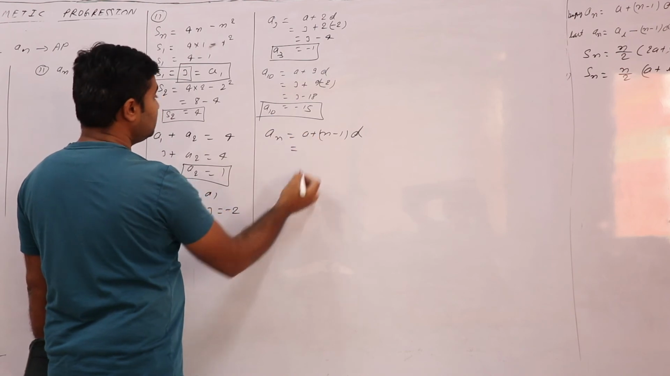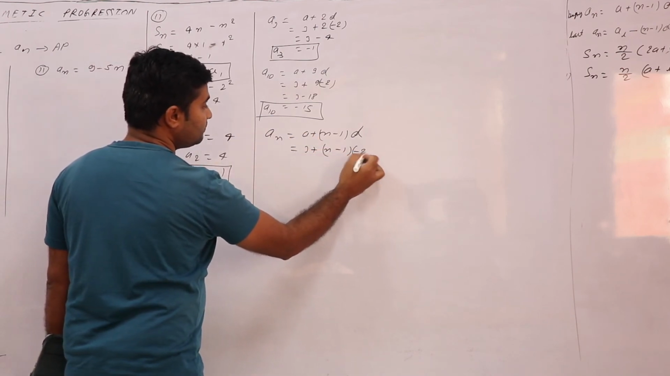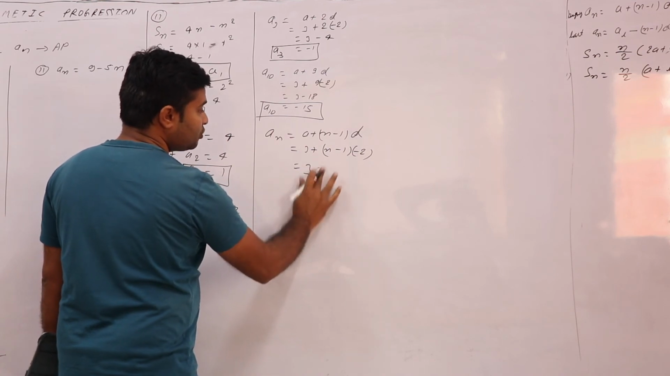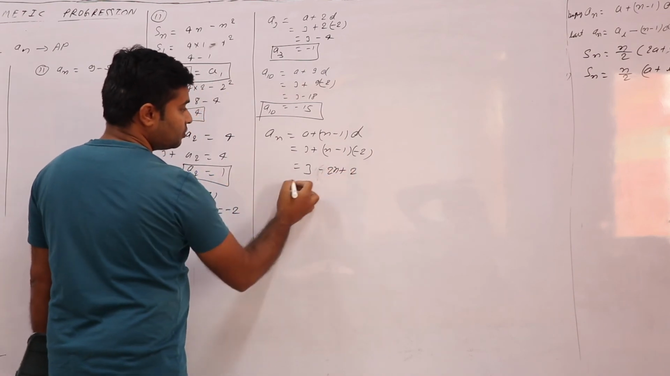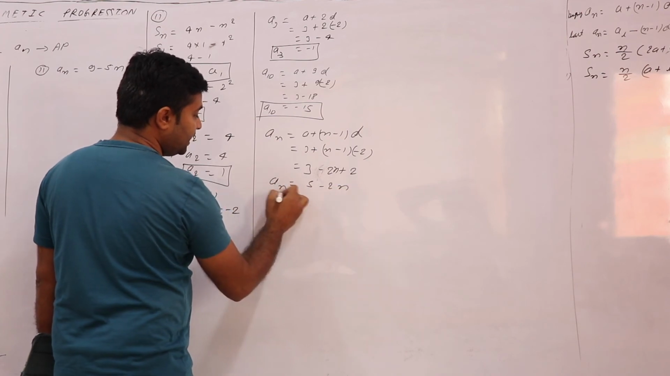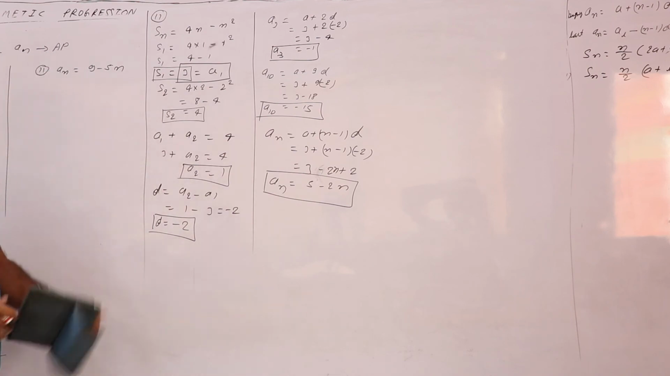So A is how much? 3. 3 plus n minus 1 into minus 2. Means 3 plus 3 minus 2n plus 2. So this becomes 5 minus 2n. This is A n.